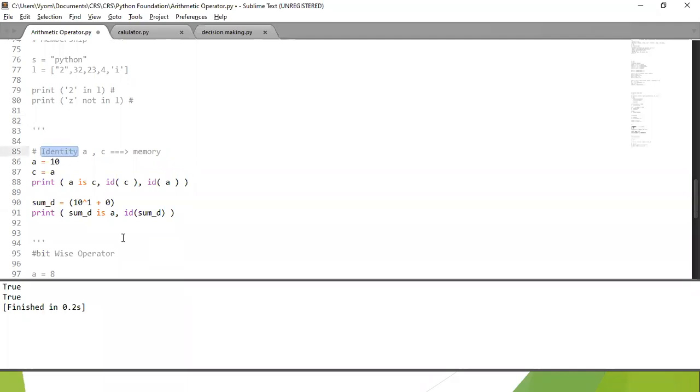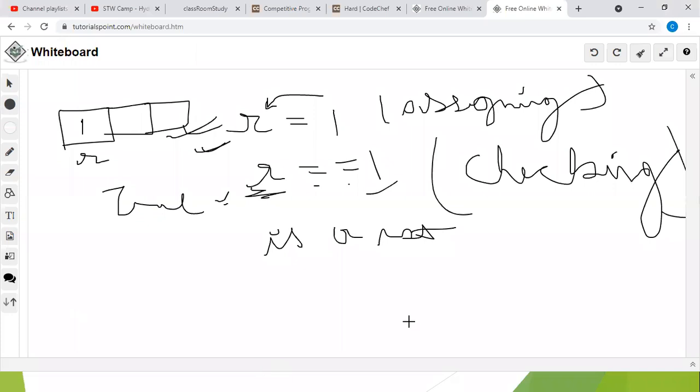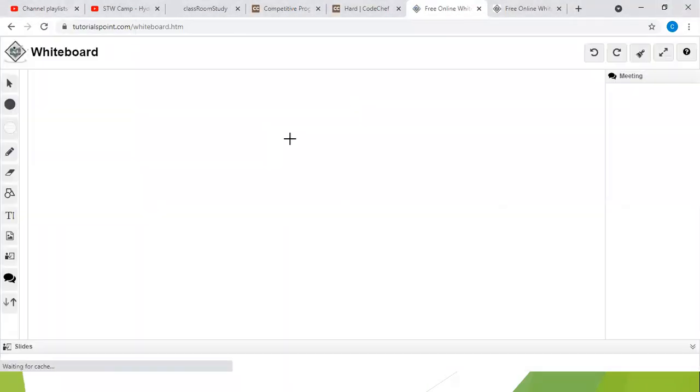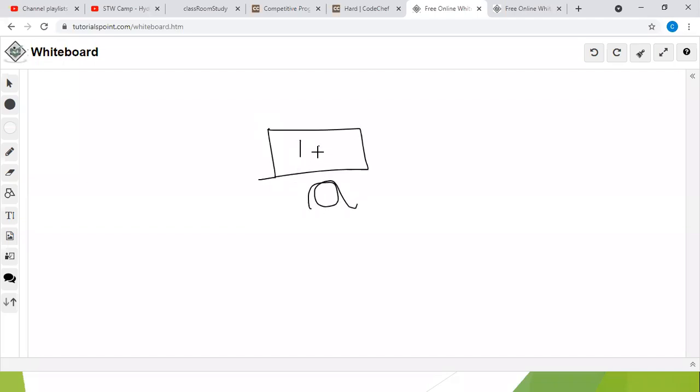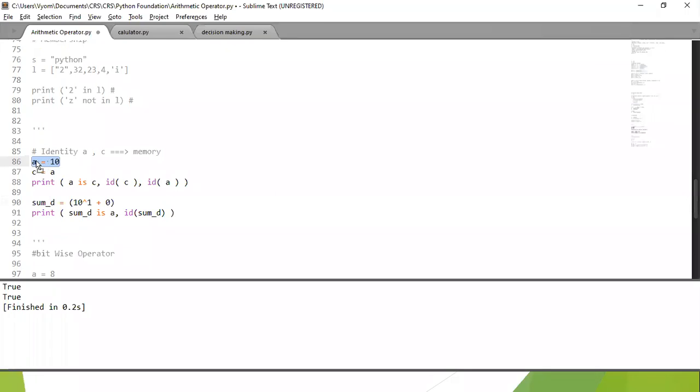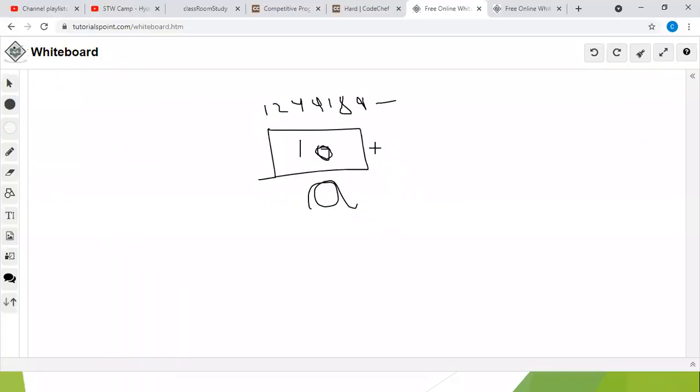Okay, identity operator. If A equals 10, this is more on the memory level. So guys, please try to visualize this. Let me also open this so that it's easy for you to understand. So yeah, A is 10. This is my address, let's say 1244189. This is the address of this memory block, and A is the placeholder. A is pointing to this 10. A equals 10. And now you assign this A to C. What does that mean? Now C is also pointing to this. Memory location, memory address still stays the same. A is pointing to 10. Now C is also pointing to the same object, same memory location.